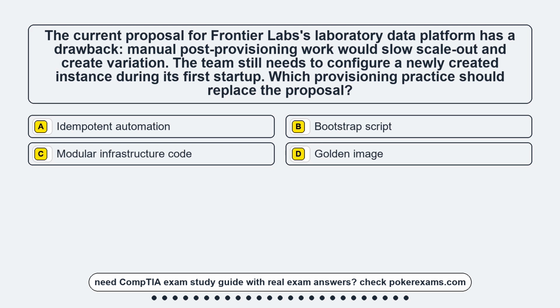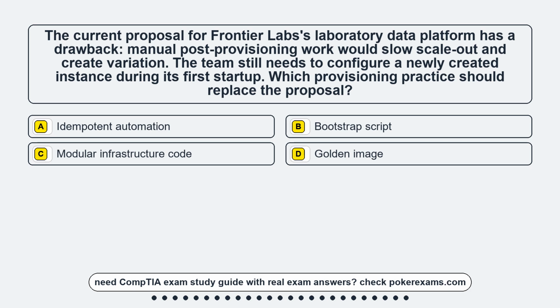Question 8. The current proposal for Frontier Labs' laboratory data platform has a drawback: manual post-provisioning work would slow scale-out and create variation. The team still needs to configure a newly created instance during its first startup. Which provisioning practice should replace the proposal? Option A, idempotent automation. Option B, bootstrap script. Option C, modular infrastructure code.